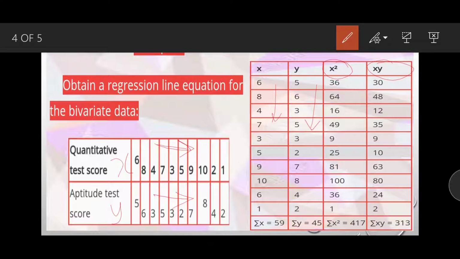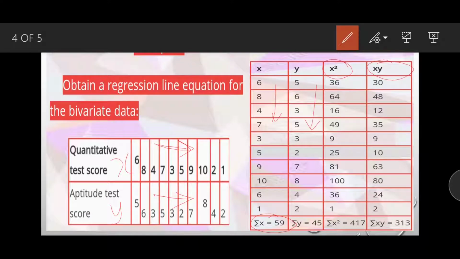Like now, 6 times 5, the first row there, gives me 30. 8 times 6, the second row there, gives me 48. 4 times 3, the third row there, gives me 12. And so on and so forth. So if I add all the values of my x, that's the summation of x. That's what we have here.